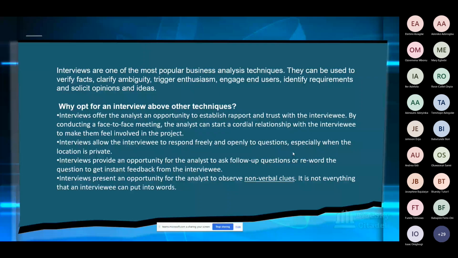The interview offers the analyst an opportunity to establish rapport and trust with the interviewee. So when you are interviewing somebody, first things first, don't just jump straight into, "This is why I'm here." At least ask for their day. Adewumi, how are you today? Hope you're doing okay. Oh yeah, I'm fine.